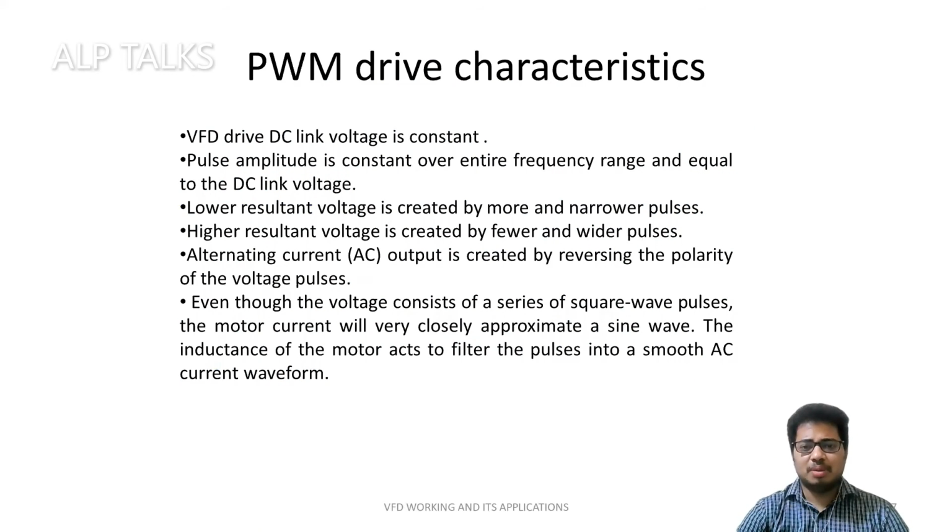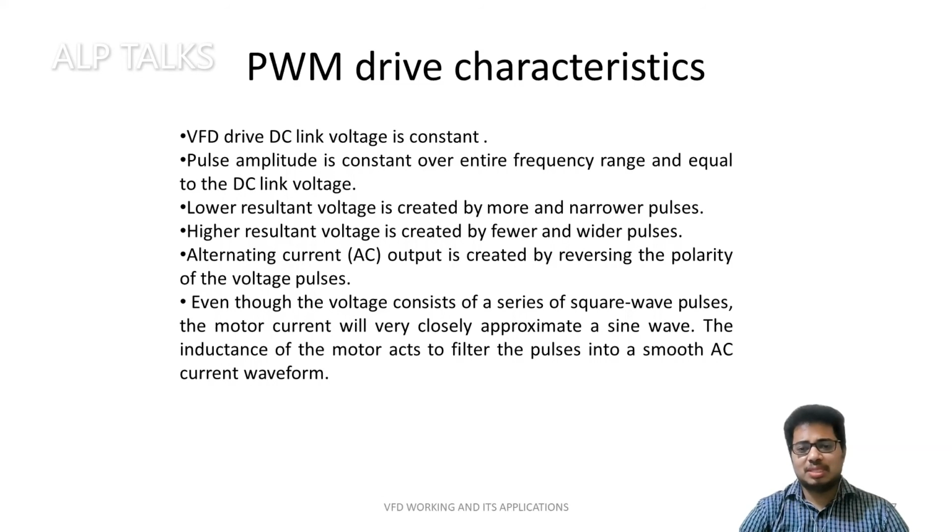You have PWM drive characteristics. So in a variable frequency drive, the DC link voltage is constant. Pulse amplitude is constant over the entire frequency range and equal to the DC link voltage. That we have to remember here. Lower resultant voltage is created by more and narrower pulses. Higher resultant voltage is created by fewer and wider pulses.